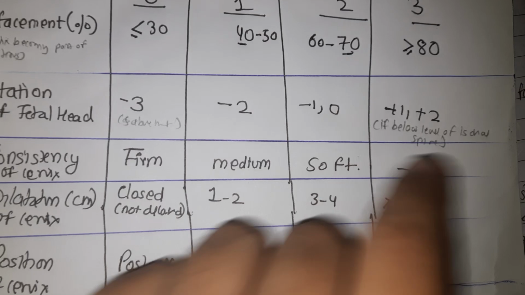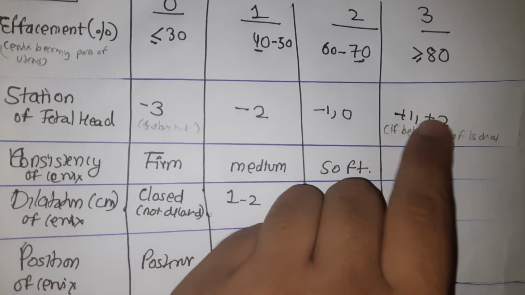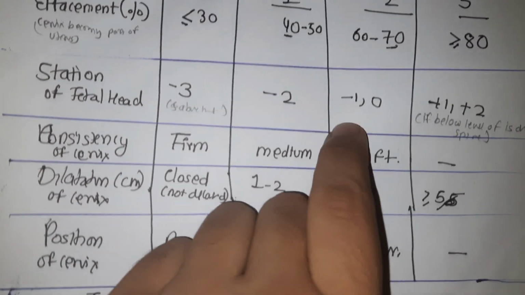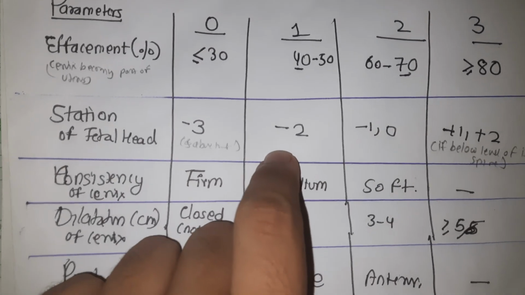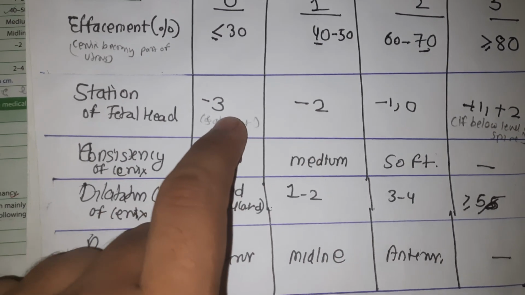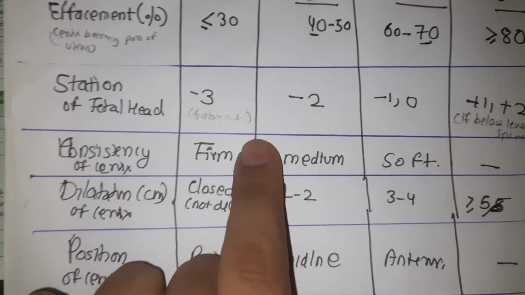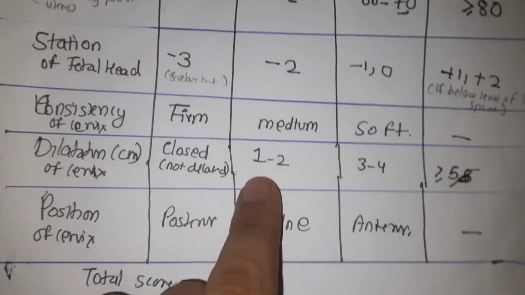So as we have said, if it is +1, +2, positive, then the score is 3. If it is -1 or 0, it is Bishop score 2. If it is -2, then the score is 1. And if it is -3 or beyond that, then the Bishop score is 0.